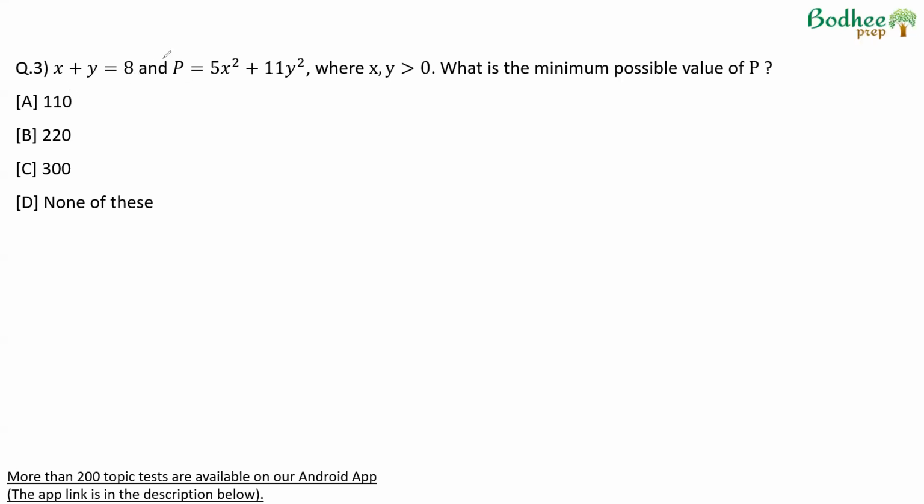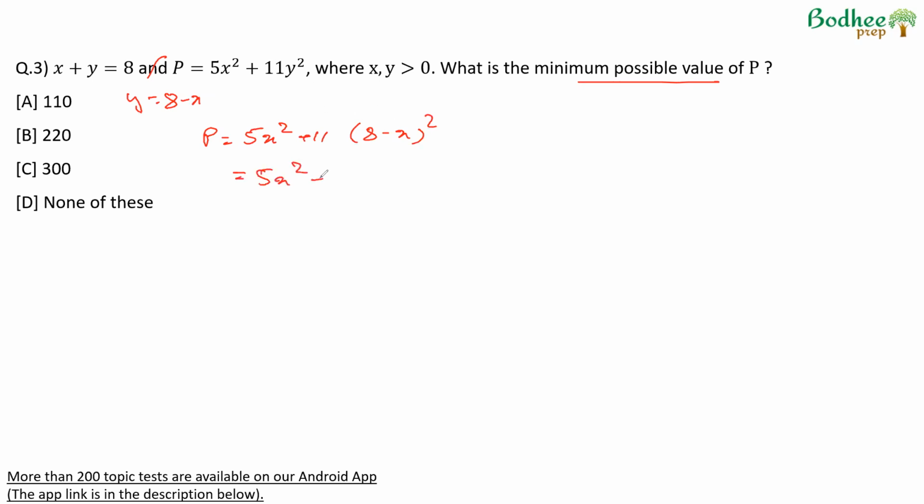x plus y is 8. p is 5x square plus 11y square. xy greater than 0. What is the minimum value of p? If x plus y is 8, we can say y is equal to 8 minus x. And therefore, p is nothing but 5x square plus 11 into (8 minus x) whole square. Instead of y, we put 8 minus x.